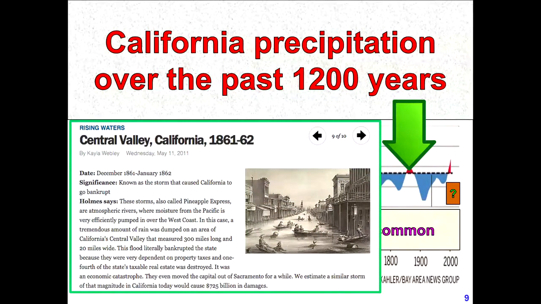There was a so-called Pineapple Express rain event for multiple weeks, literally flooded the Central Valley of California to a depth of several feet, flooded the state capital, Sacramento. And in fact, the state capital was moved to San Francisco because it couldn't operate in Sacramento. This flood also bankrupted the state. About a third of the property in California was declared of no value, and as a result, no taxes. So the state went bankrupt. And this is the great flood that bankrupted the state of California.